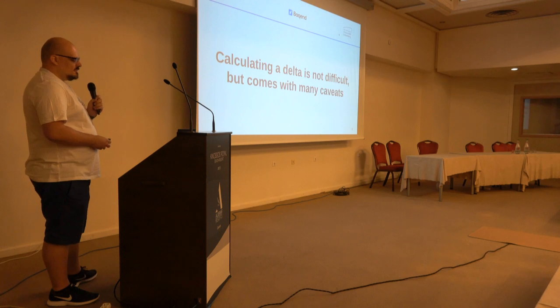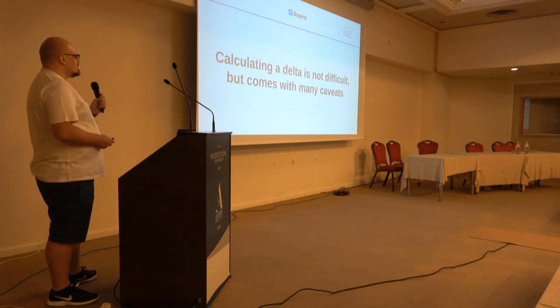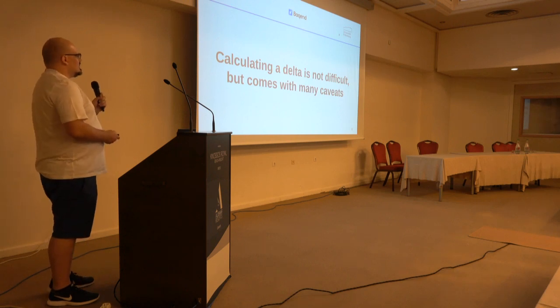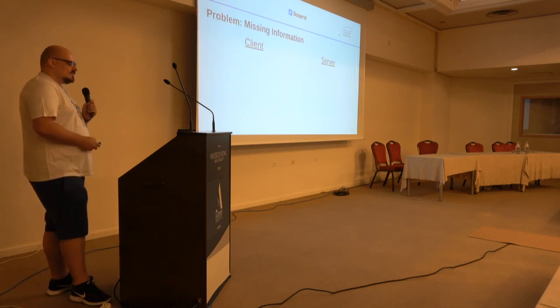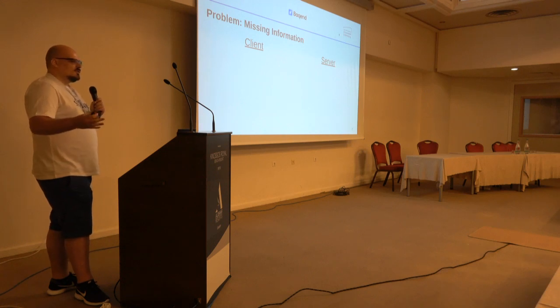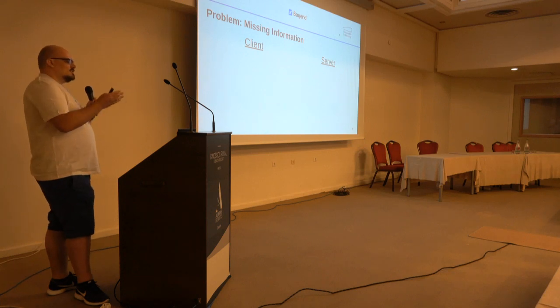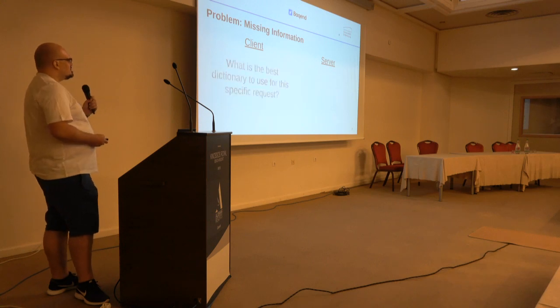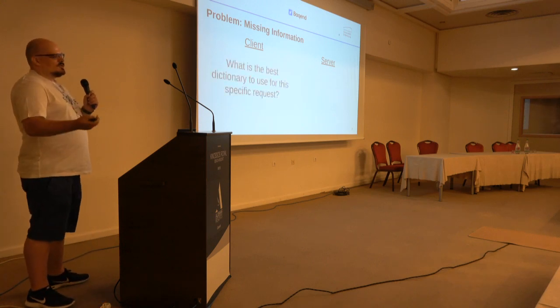So what's the problem here? Well, first of all, calculating the delta is quite simple if you have both things you want to diff, but there are many problems. The first problem is that you have missing information on both sides. So you have a client, and the client wants to request a product. Now if you want to calculate the delta, the server has to know what it should calculate the delta from, right? But it cannot know what would actually be good, because it does not know how the final page should look. So it doesn't know how to choose the dictionary.